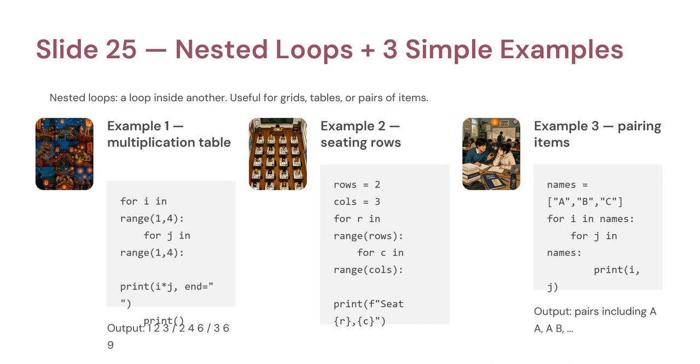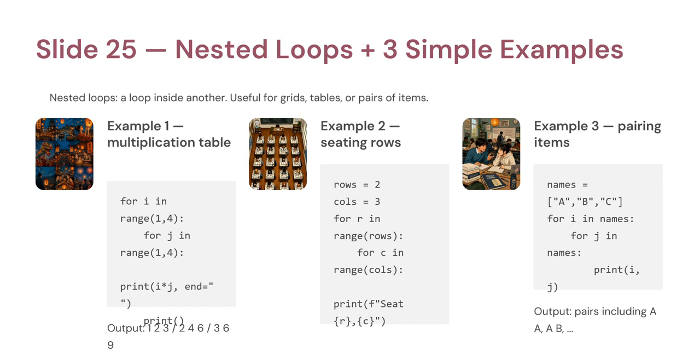Example 3, pairing items. Suppose we have 3 students A, B, C. We want every possible pair. Nested loops can generate A A, A B, A C, B A, B B, B C, and so on. This is useful in recommendation systems, comparing products, and data analysis.